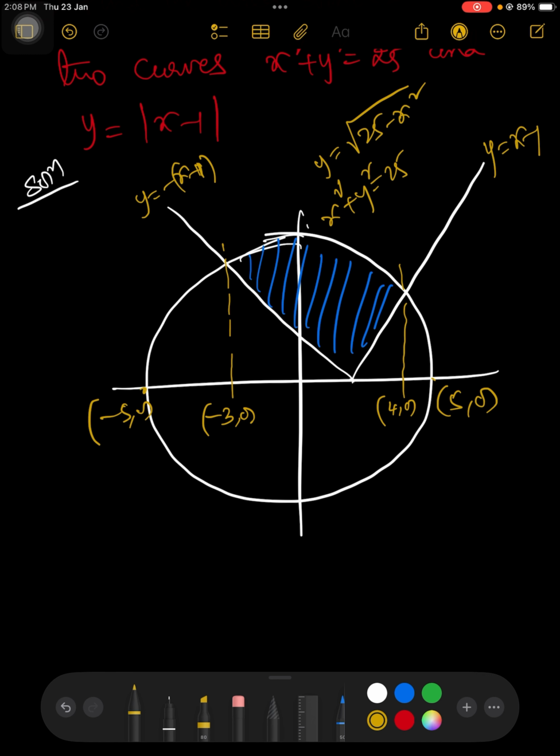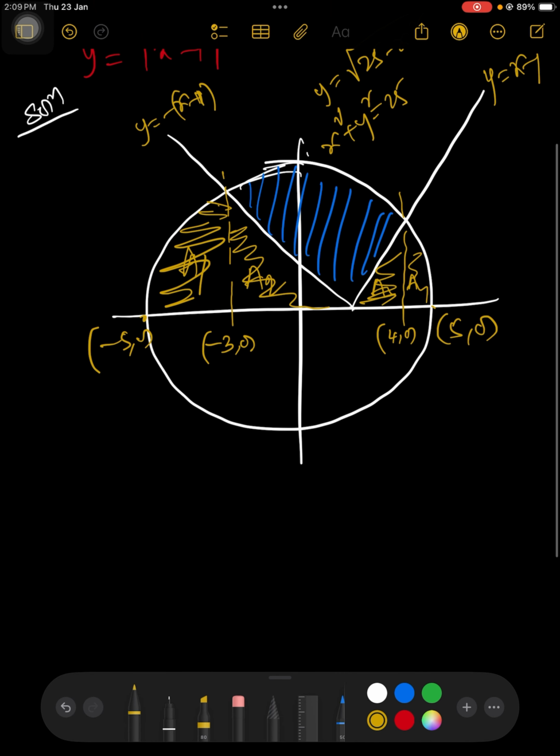and then we have to remove 4 areas here. This is the first area we have to eliminate, and this is the second area, and the third and fourth. Now for suppose if I say that A1, A2 and A3, finally A4. So 4 areas we have to remove.